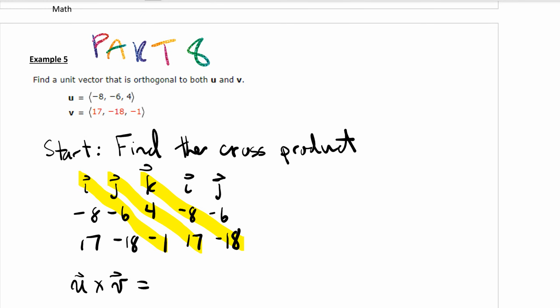This is Math 261, Section 11.4 on the cross product, and this is Part 8. In this Example 5, we need to find a unit vector that is orthogonal to u and v. We'll do this in 2 steps. To start, we'll find the cross product. The reason we find the cross product to start is we know that the cross product u cross v is orthogonal to u and it's orthogonal to v.